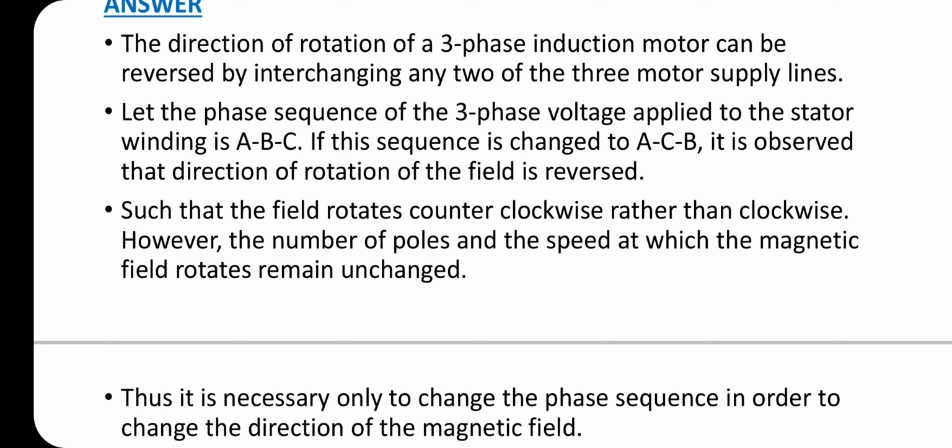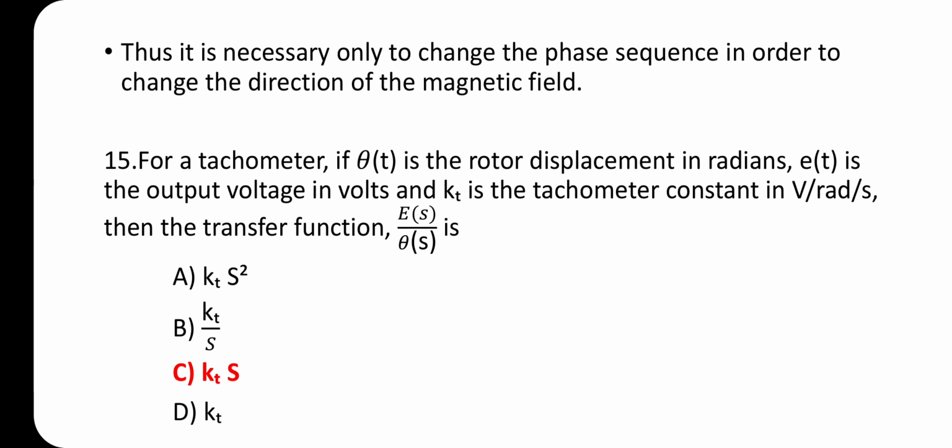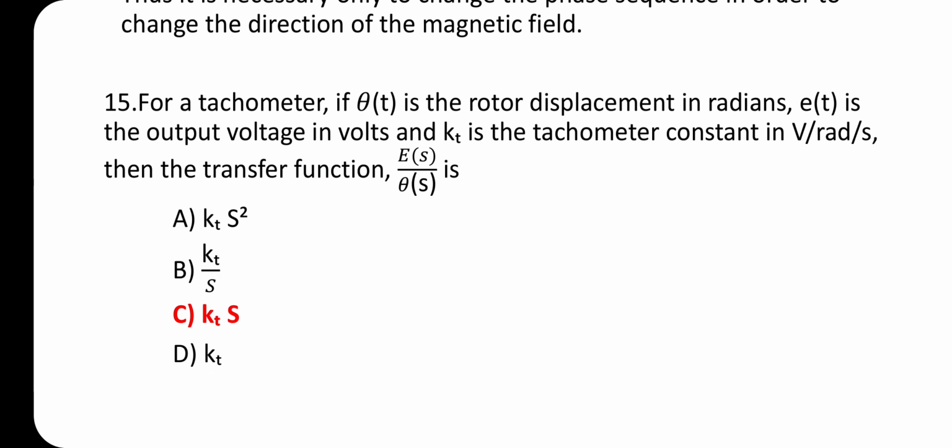If this sequence is changed to ACB, it is observed that the direction of rotation of the field is reversed, such that the field rotates counterclockwise rather than clockwise. However, the number of poles and speed at which the magnetic field rotates remain unchanged. Thus, it is necessary only to change the phase sequence in order to change the direction of the magnetic field.